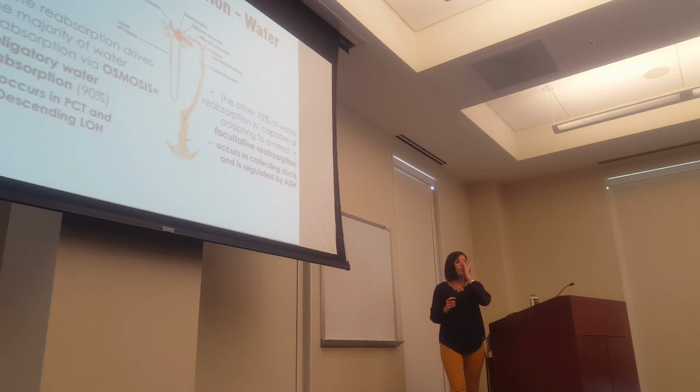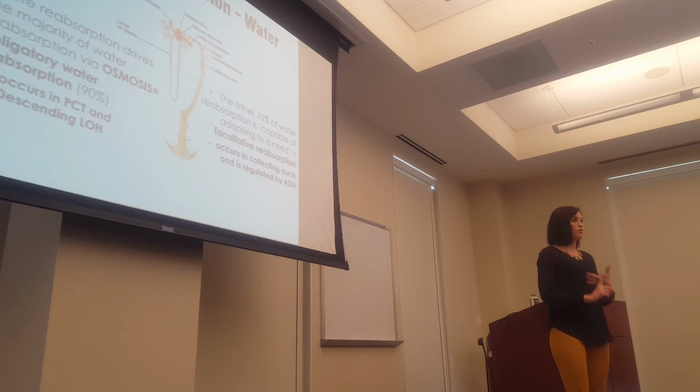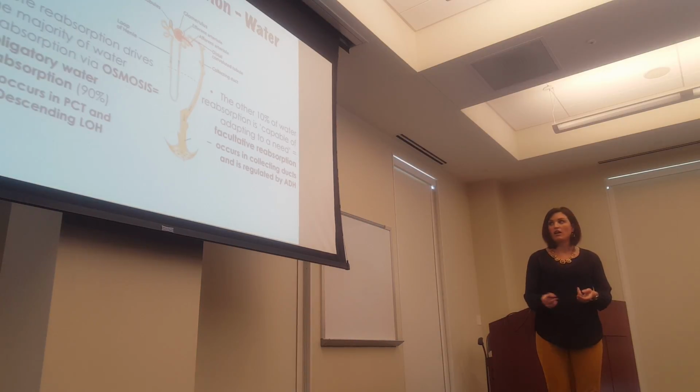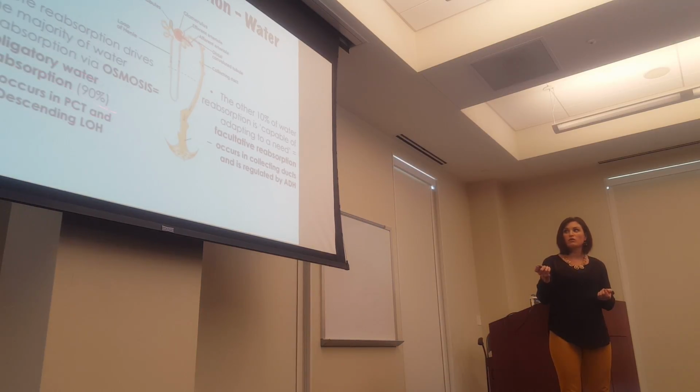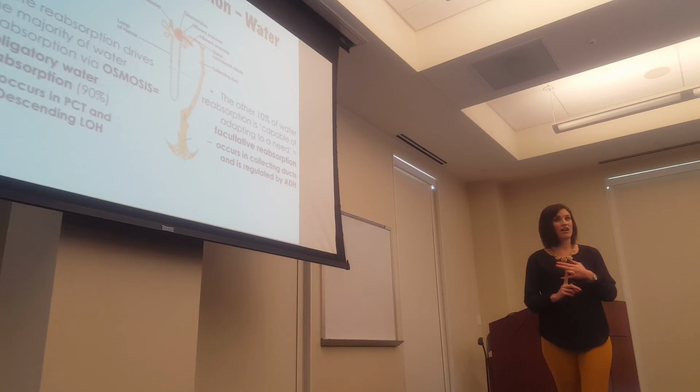All right, so water reabsorption. Like I mentioned, most water is reabsorbed through osmosis by following the solutes as they're also being reabsorbed. That is obligatory water reabsorption. It occurs largely in the proximal convoluted tubule and the nephron loop. You also have what's called facultative reabsorption. Facultative reabsorption occurs in the collecting ducts, all right?